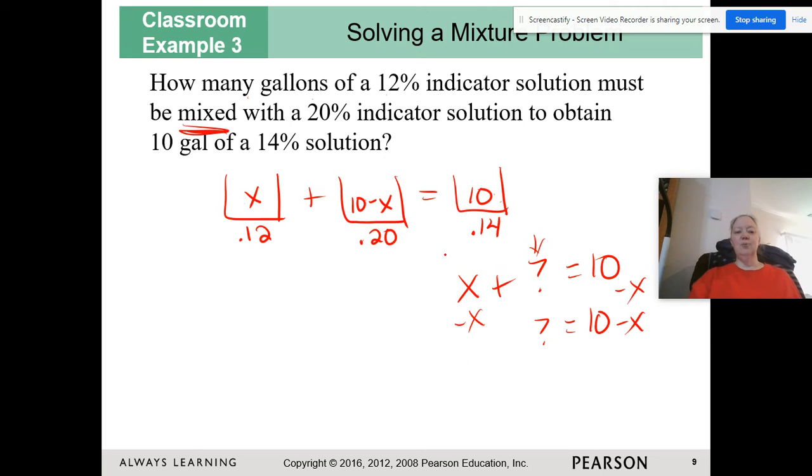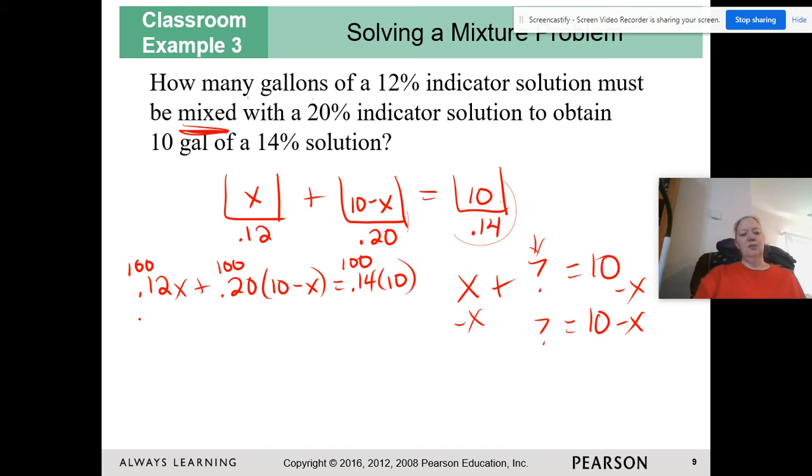All right, once we get to this point, we're going to set up our equation. We're going to multiply, multiply, multiply. So 0.12x plus 0.20 times 10 minus x is equal to 0.14 times 10. And this time I have 2 decimal places, so I'm going to multiply by 100. So I have 12x plus 20 times 10 minus x is equal to 14, there's my 1, times 10.